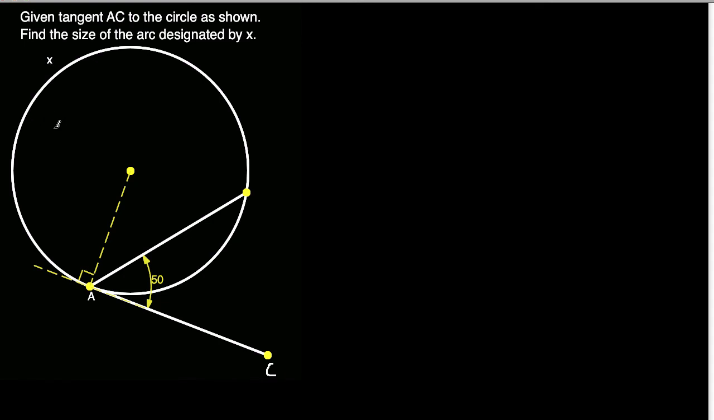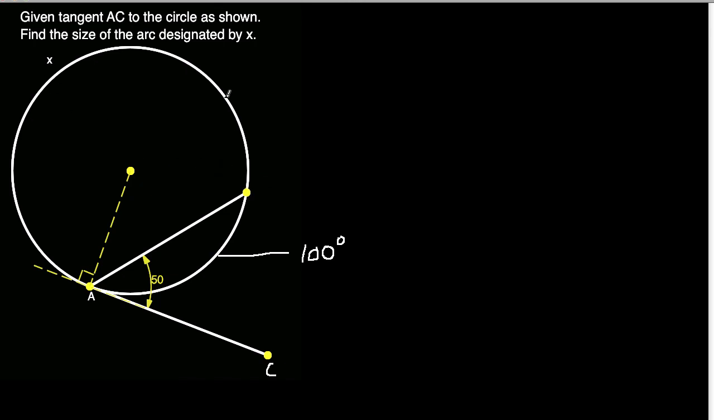I want to find what x is. Now, if you recall, in the past, we've talked about how the angle between a tangent and a chord behaves just like an inscribed angle. In other words, this angle is half the central angle subtended by the chord. So that means that 50 is 1/2 this angle right in here. So the measure of that arc must be 100 degrees, right? Because the central angle subtended by that arc is 100 degrees.